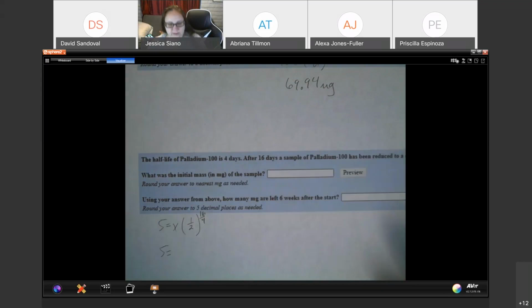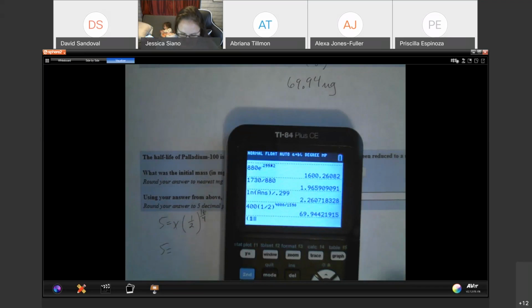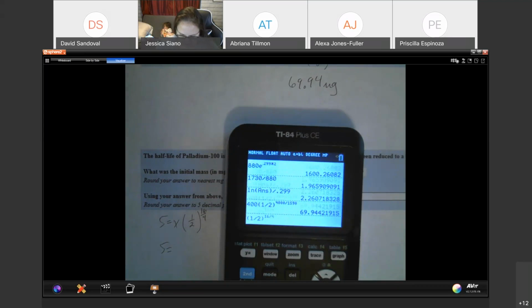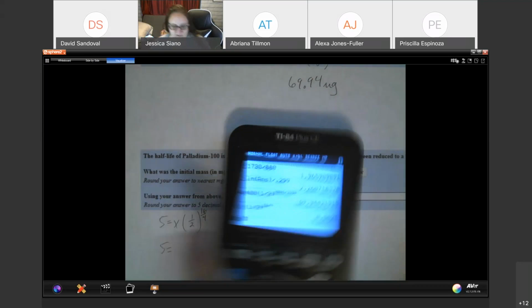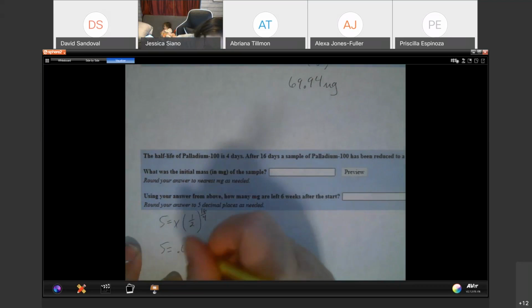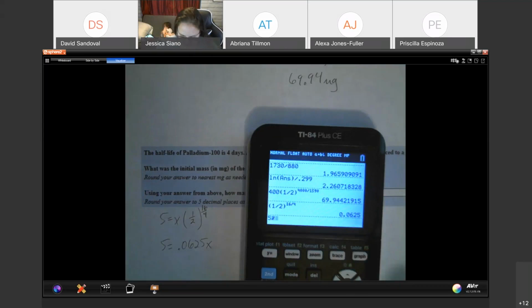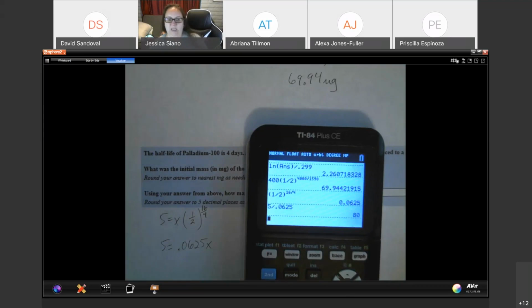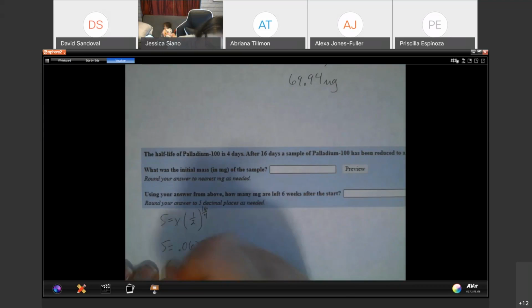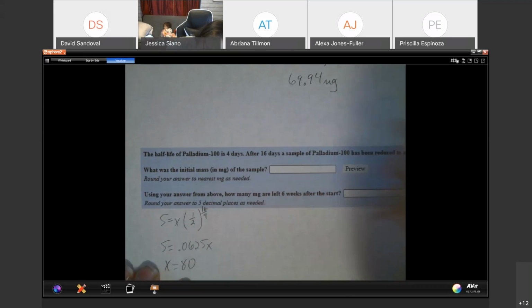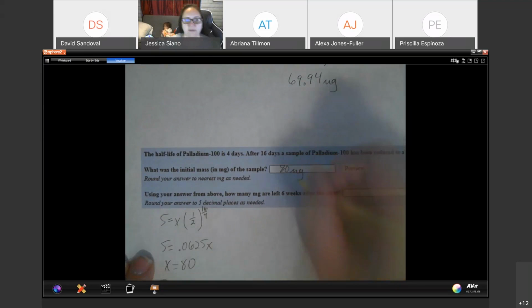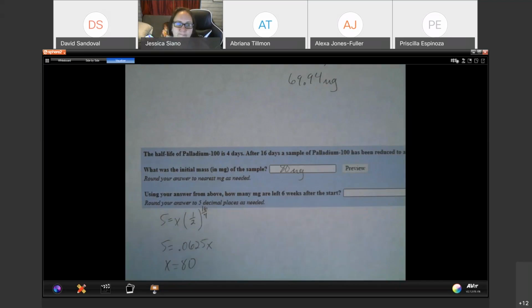So what is 1/2 to the 4? 0.0625, and then 5 divided by that, 80. So my initial amount was 80 milligrams. How many are left after 6 weeks? How many days are there in 6 weeks? 42.